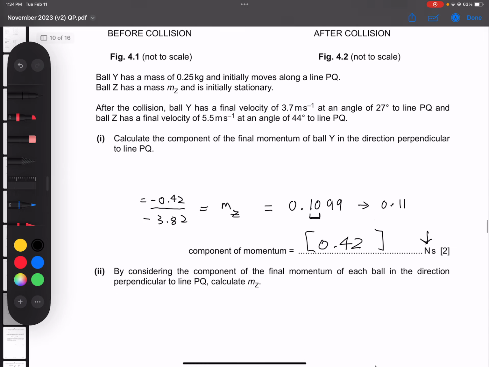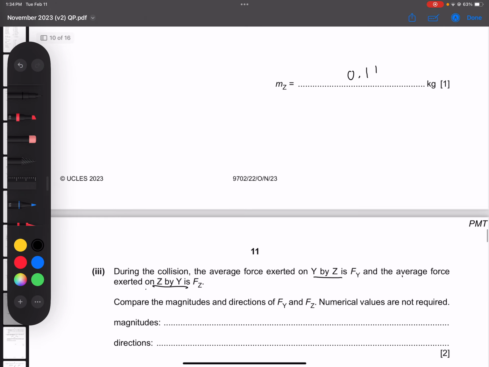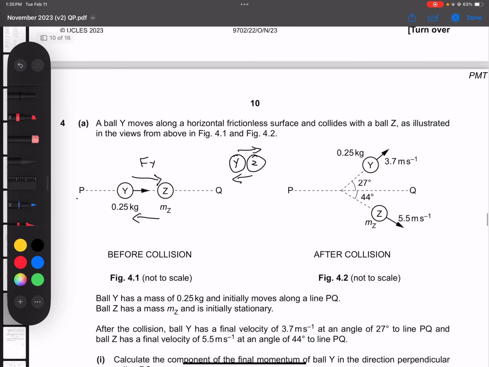Okay. So also when they say numerical values are not required, you're not going to say something like 180 degrees to this side. It's not going to be like that, okay? You have to talk purely in words. I mean, that's what they expect. So this is just the application of Newton's third law. A force is acting on ball Z that will provide an equal and opposite force on ball Y.